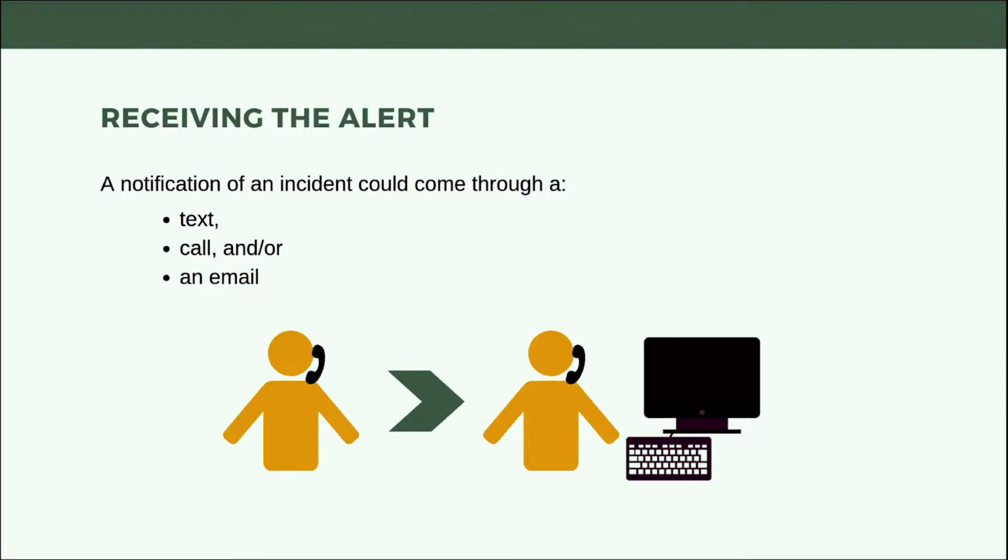Receiving the alert. A notification of an incident could come through a text, a call, and/or an email. Note, the notification may be for an event that our office does not respond to, such as a natural disaster. It is your responsibility as the EOC representative to discern which incidents our team will deploy to.